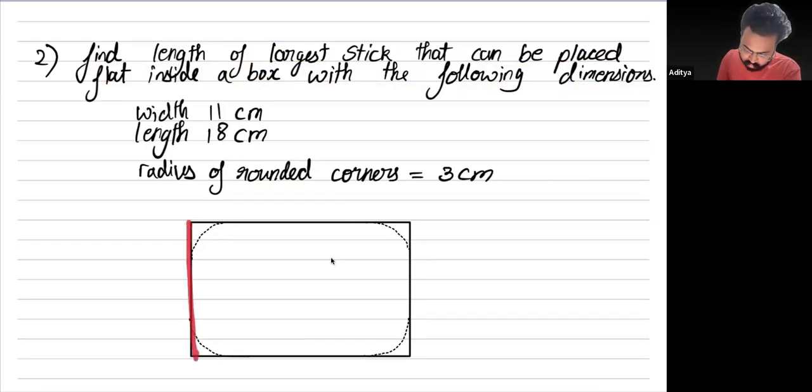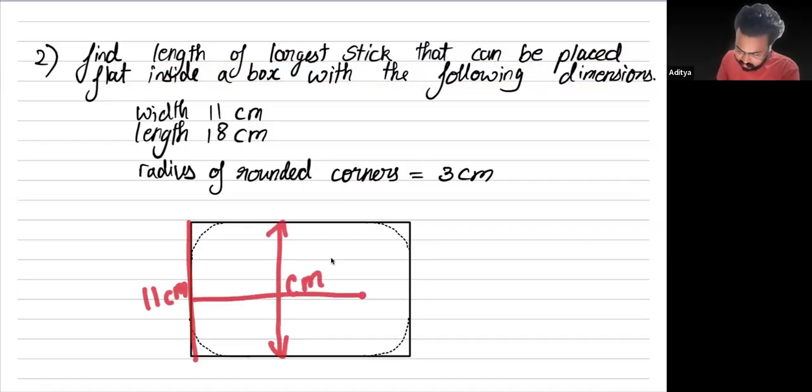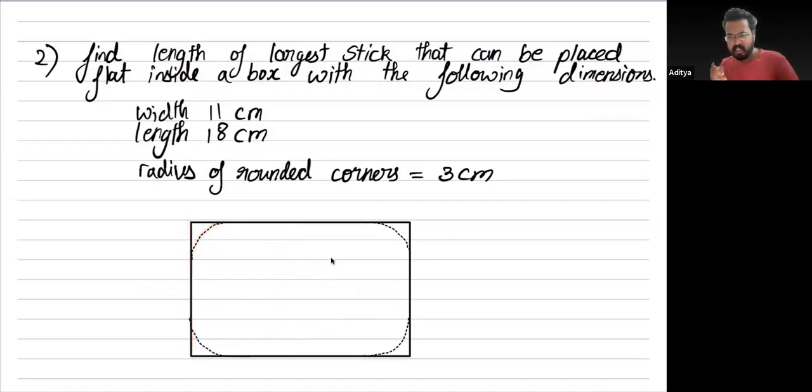This is a box with a width of 11 centimeters, and this length is 18 centimeters. It has rounded corners like those in your mobile devices. Unless it's Samsung, other phones usually have some rounded corners, correct? Or your center table might have some rounded corners on it. So what is the stick of the largest length that can be placed inside here?